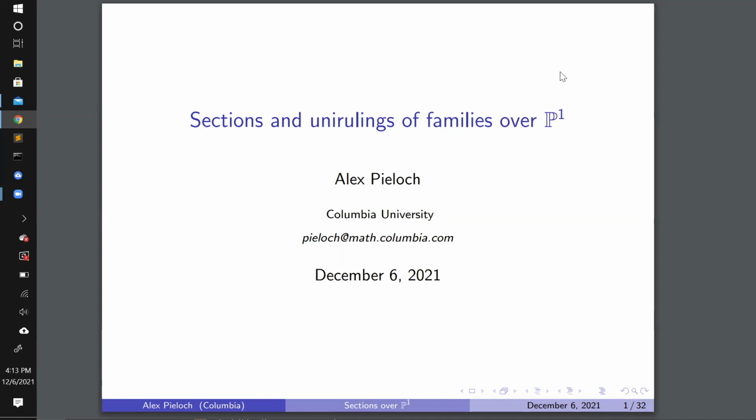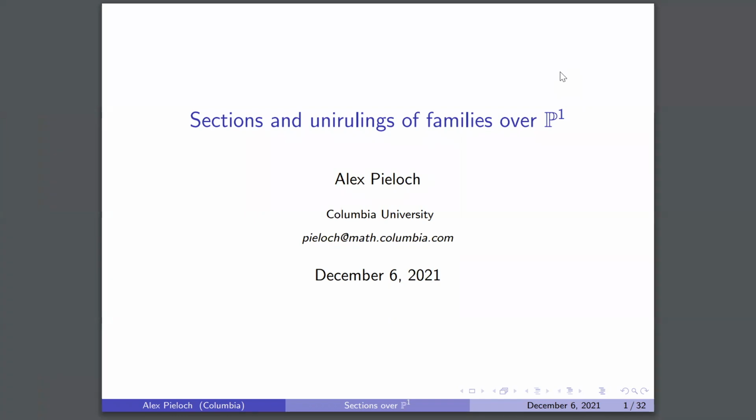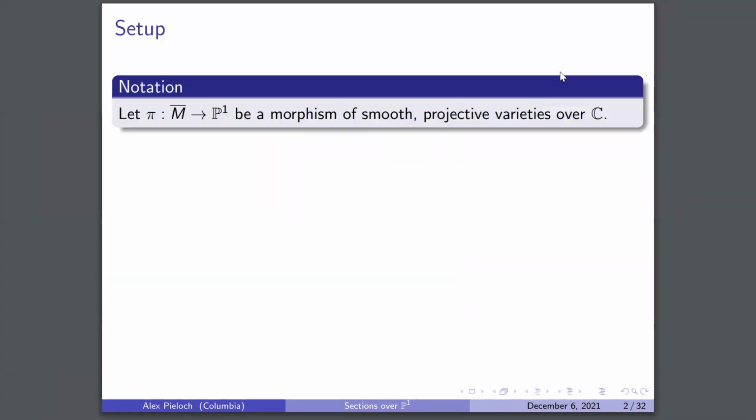Okay, so today I want to talk about an application of symplectic topology to algebraic geometry. So let me go ahead and fix some notation. We're going to let pi from m bar to P1 be a morphism of smooth projective varieties over C. So we have some total space, M bar. This is some complex Kähler manifold, and it's sitting inside of CP^N for some very large N. And by morphism, I'm going to mean a holomorphic map that's non-constant.